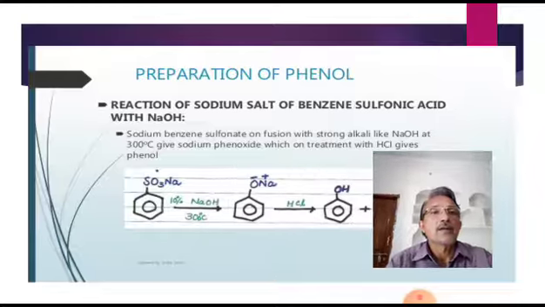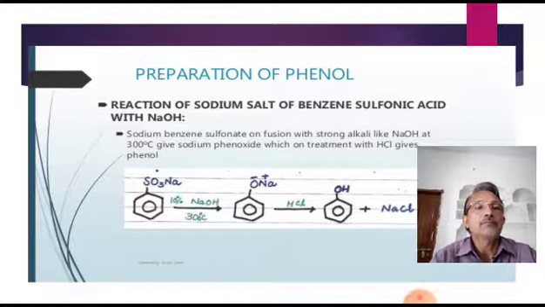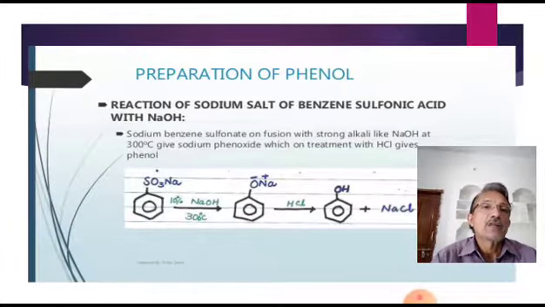Preparation of phenol. Look at the preparation of phenol: reaction of the sodium salt of benzene sulfonic acid with NaOH. Sodium benzene sulfonate.